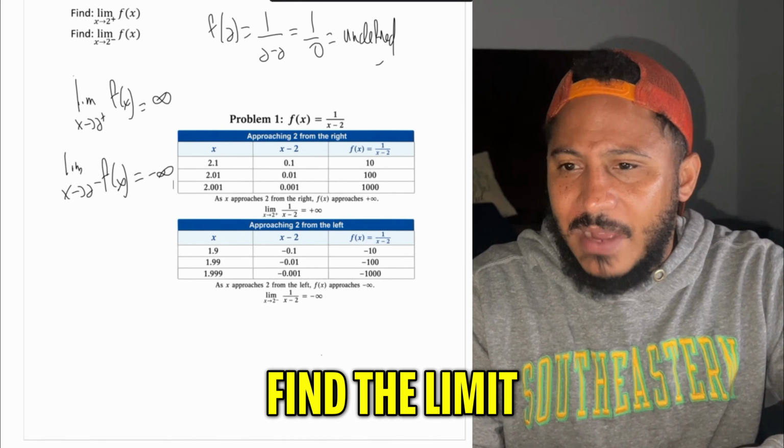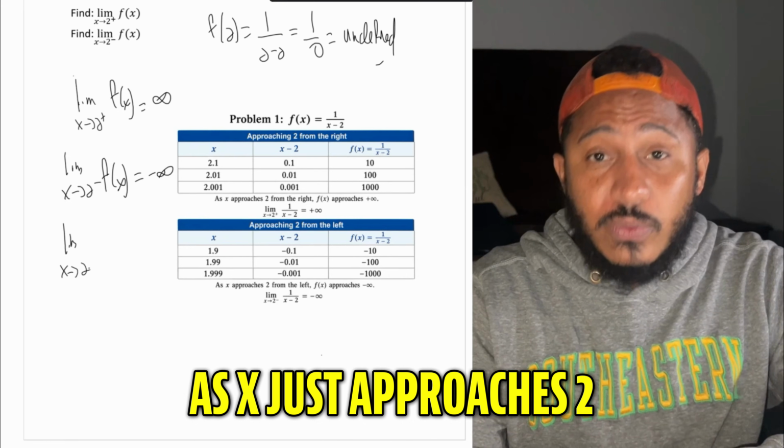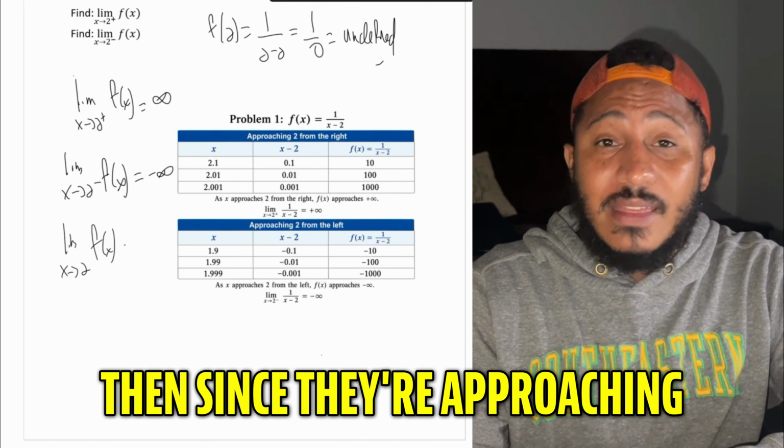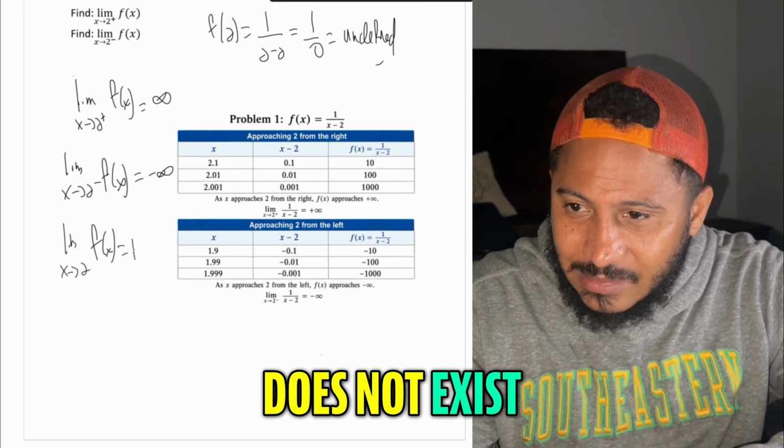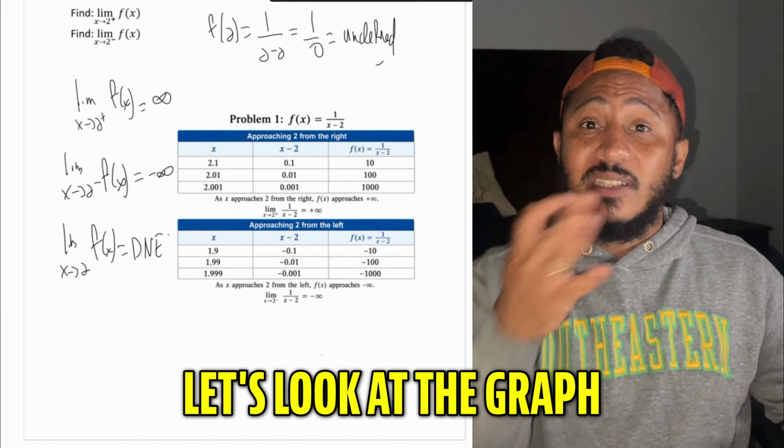So if I said find the limit as x approaches 2 from the left and from the right of f of x, then since they're approaching 2 different values, we'd say that limit does not exist, okay? Well, what's happening there? Let's look at the graph.